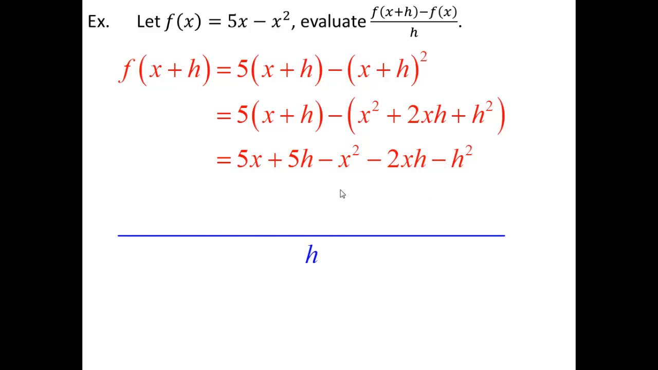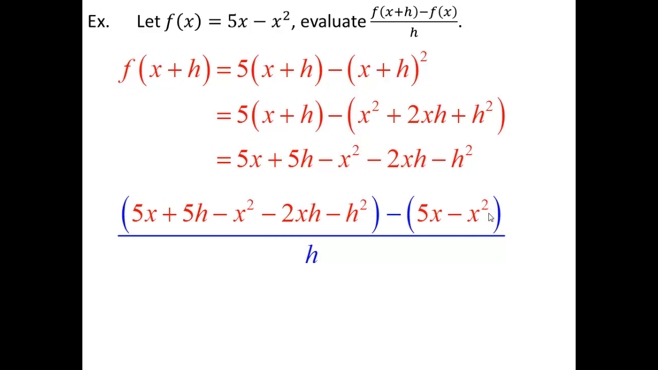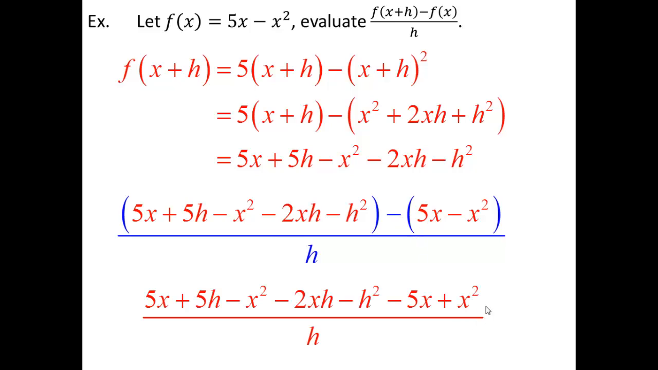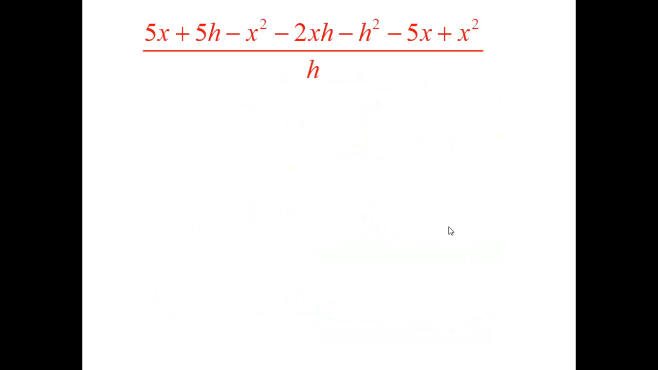Let's put it into the fraction. It goes on the top left. Then we subtract the original function, 5x minus x squared. Once again, we will distribute the negative and get this guy. We can start cleaning it up. Remember that the terms of f of x should always cancel. In this case, they do, so we know we did it correctly.